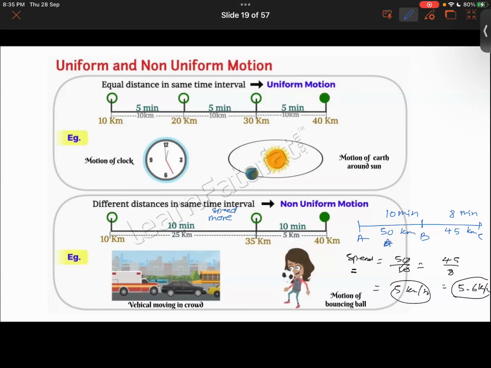While in the second case, the speed slowed down. The vehicle must have slowed down, so the speed was lesser. Here more distance is being covered in 10 minutes, 25 kilometers, while here only 5 kilometers are being covered in 10 minutes. But in the case of uniform motion, in regular intervals of time, the same distance is being traveled. For every 5 minutes, 10 kilometers are being added to the journey.